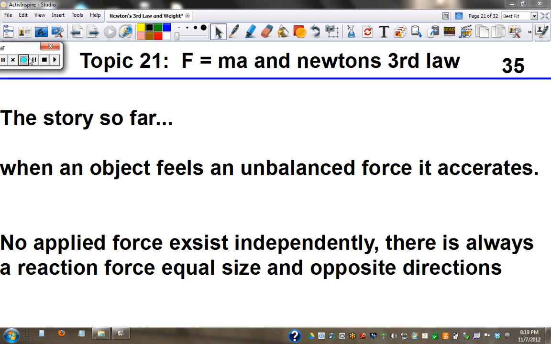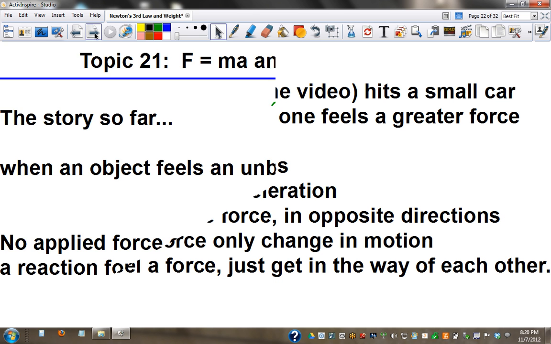So we're on page 35. This is topic 21. So what we know so far, you don't have to write this down, but when an object feels an unbalanced force, it accelerates. That's Newton's second law. And no applied force exists independently. There's always a reaction force of equal size in opposite direction. That's Newton's third law. For every action force, there's an equal and opposite reaction force.